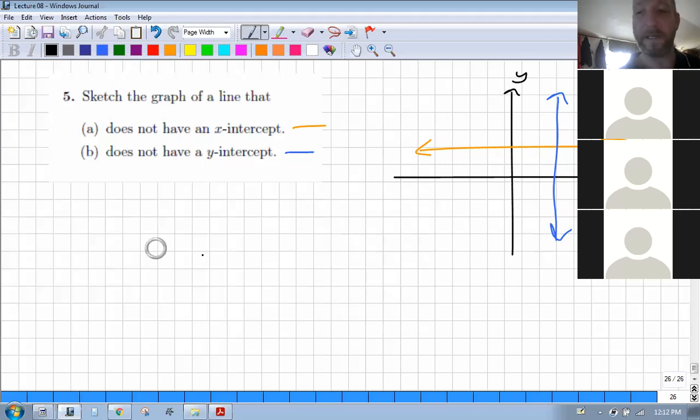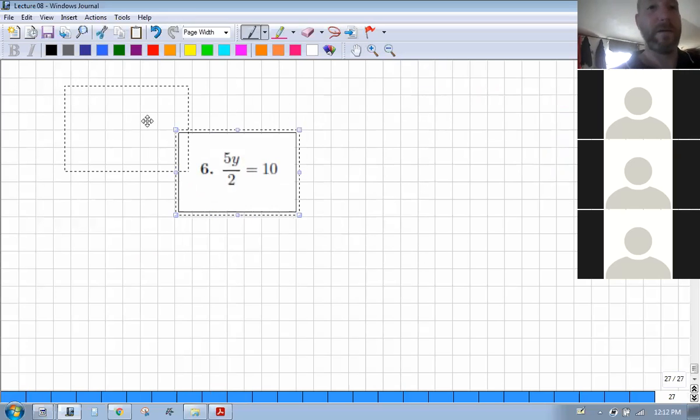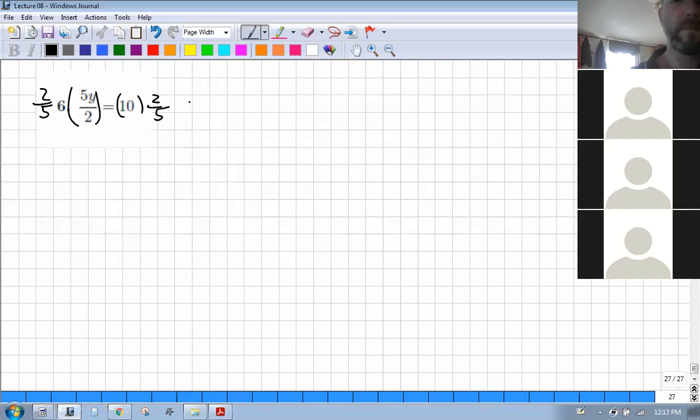So let's look at this guy here. 5y over 2 equals 10. There is no x anywhere, is there? Let's multiply both sides by 2/5. That gives us y equals 10 over 5, y equals 4. So 5y over 2 equals 10 is the same thing as y equals 4.